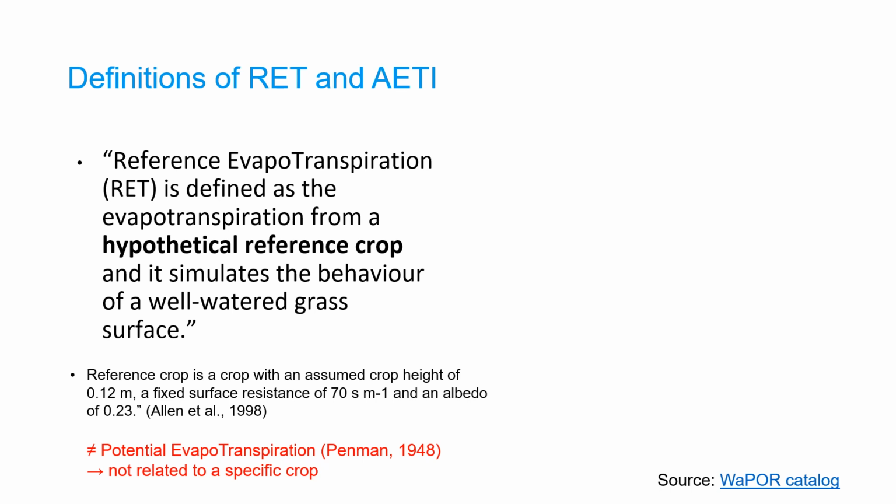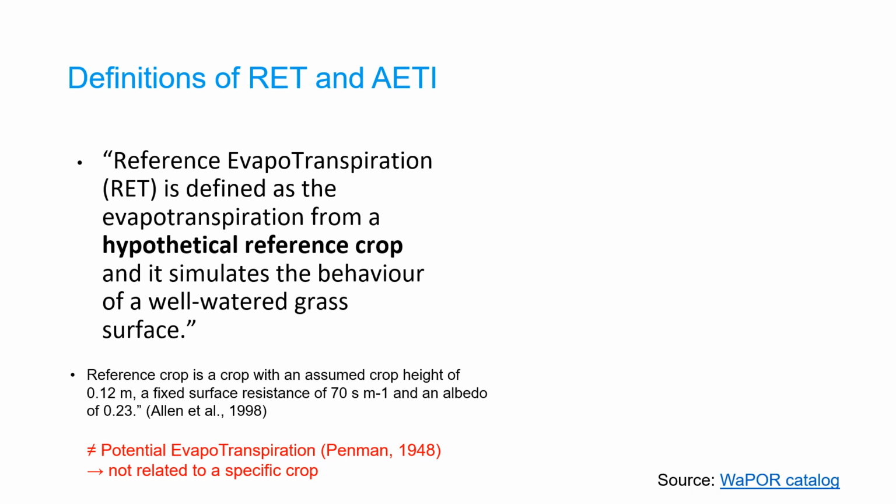Before validating the data layer, we need to define what estimates the data layer provides. The WaPOR catalog provides definitions of RET and AETI data layers as follows. Reference evapotranspiration (RET) is defined as the evapotranspiration from a hypothetical reference crop, and it simulates the behavior of a well-watered grass surface.